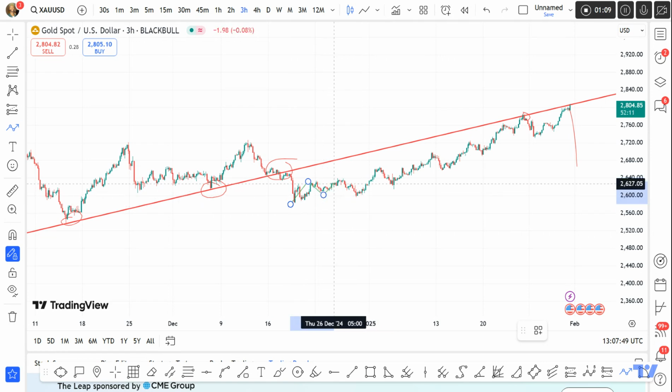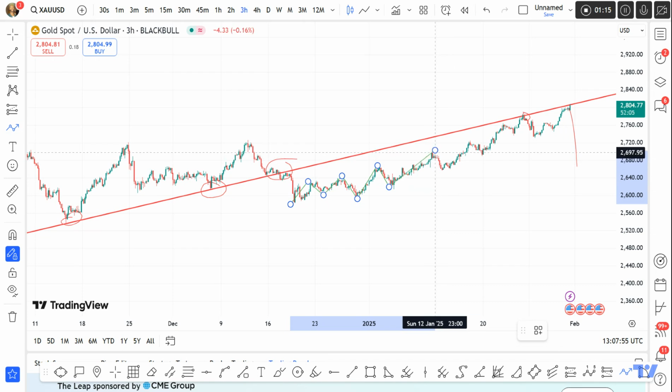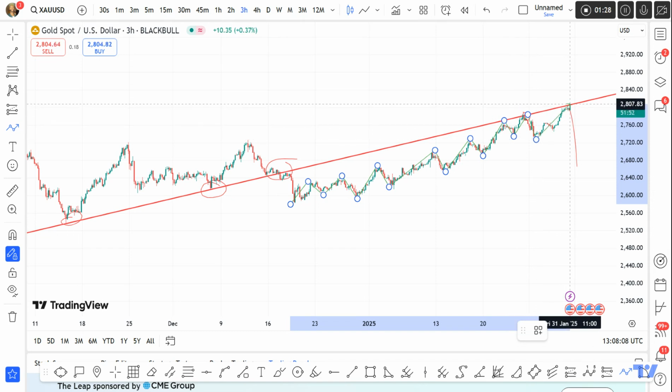after price has been updating itself with a series of higher high, higher low, higher high, higher low, and so on. This could be the end of a new higher high and a drop off.